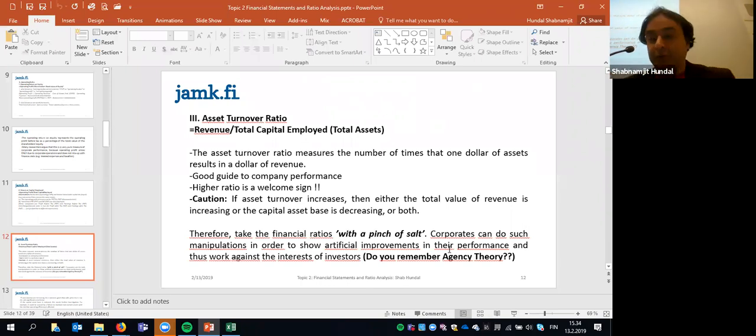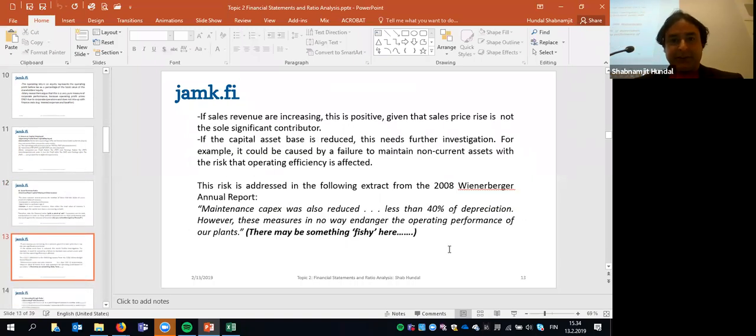Right, so this is the asset turnover ratio, which I thought I should discuss with you. Once again, there are some good and bad reasons for these data. Please go through it. I want you to read this slide thoroughly. And then at the end, I copied and pasted some text from Wienerberger's annual report. When you read this report, could you please find out if there is something fishy here?